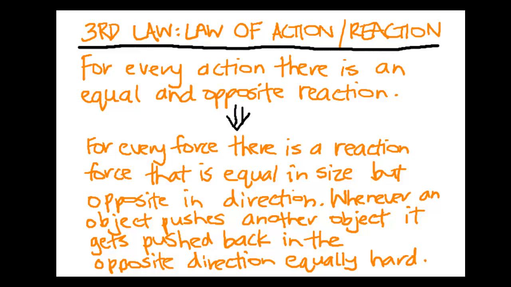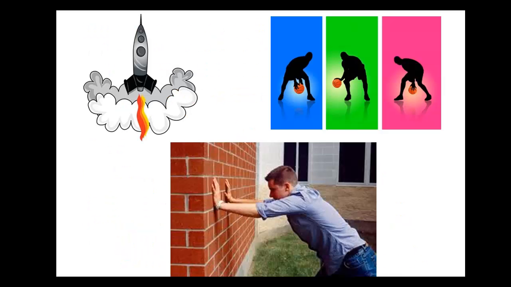Okay, and to break it down and make it a little bit simpler for you, just here I've got, for every force, there is a reaction force that is equal in size but opposite in direction. So whenever an object pushes another object, it gets pushed back in the opposite direction equally hard. Okay, so let's have a look at what that means. So law of action and reaction. For every action there is an equal and opposite reaction.